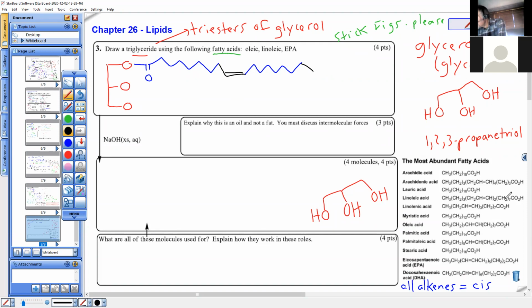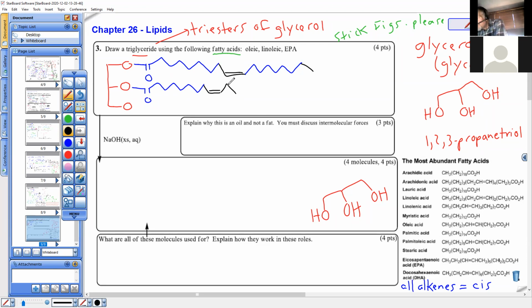Carbonyl, then 7 CH2s again. One, 2, 3, 4, 5, 6, 7. Then it goes to a C double C that's cis. Goes to another CH2. That's the parenthesis. The parenthesis finished right here. Let me prove it. Linoleic. Parenthesis started with C double C, ended with a CH2.